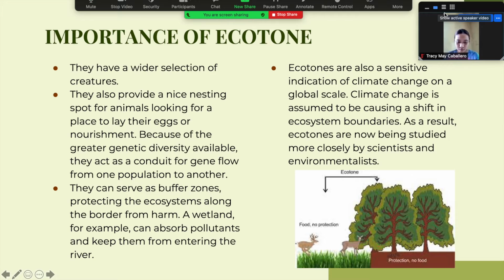Third, they can serve as buffer zones, protecting the ecosystems along the border from harm. A wetland, for example, can absorb pollutants and keep them from entering the river.